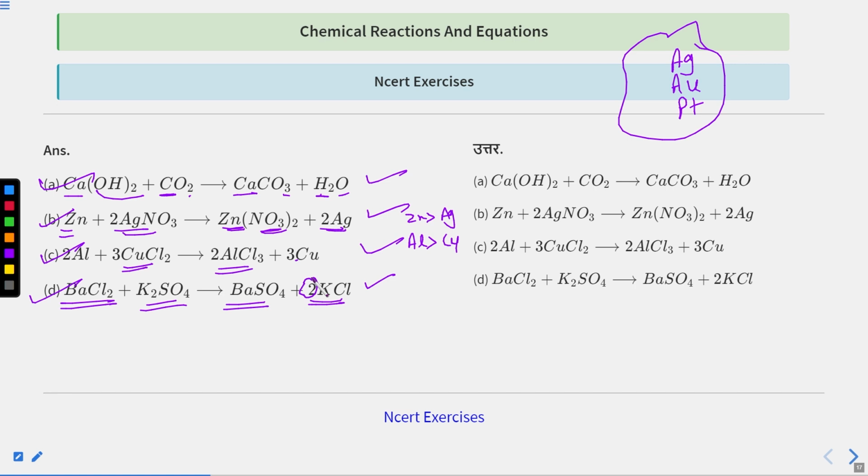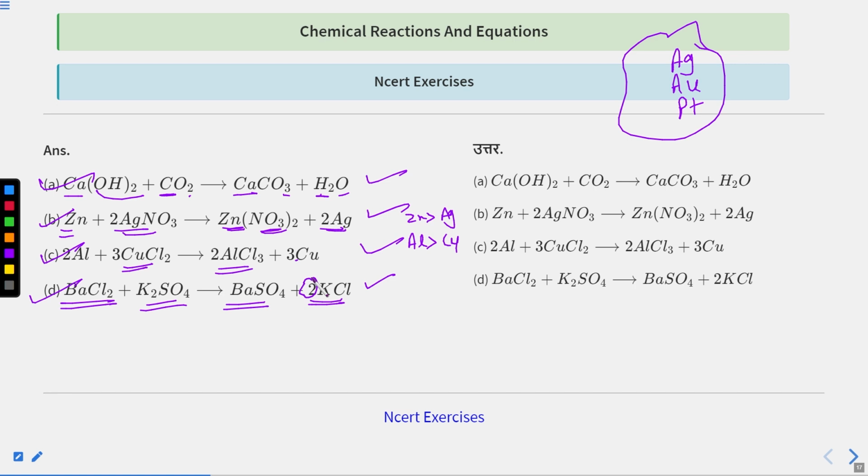I hope you are very much aware how to write the steps while balancing the unbalanced chemical equation, how we can prove that this equation is a skeletal, unbalanced chemical equation, and how we can convert the unbalanced chemical equation into a balanced chemical equation.